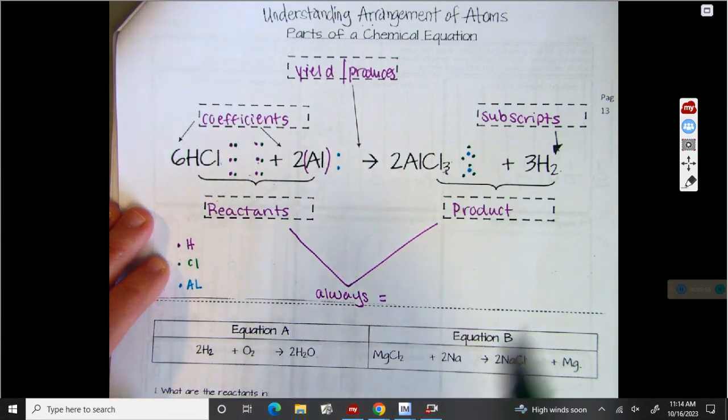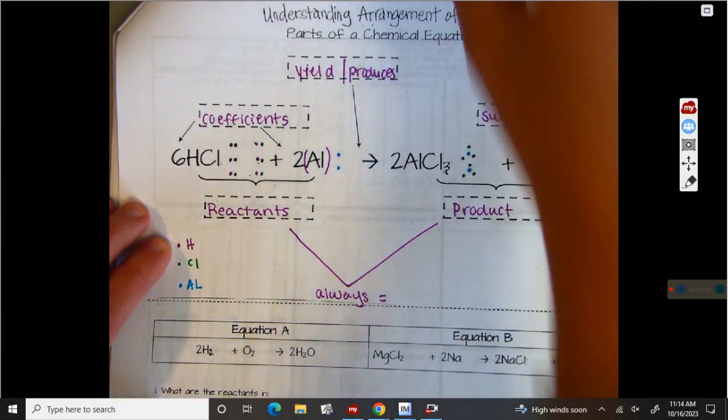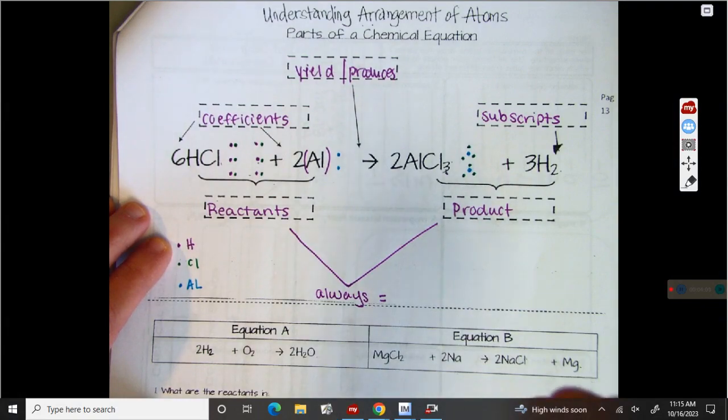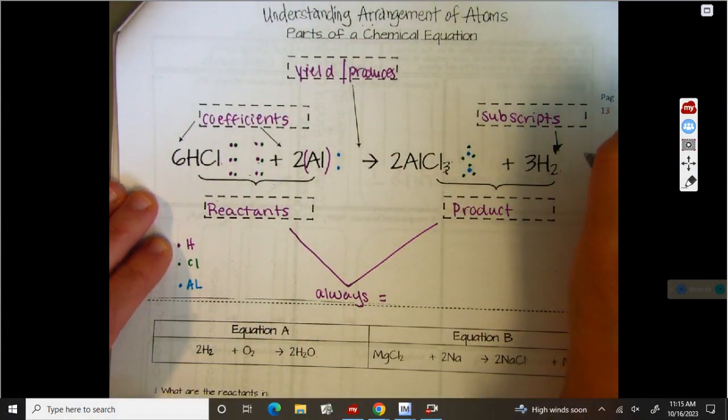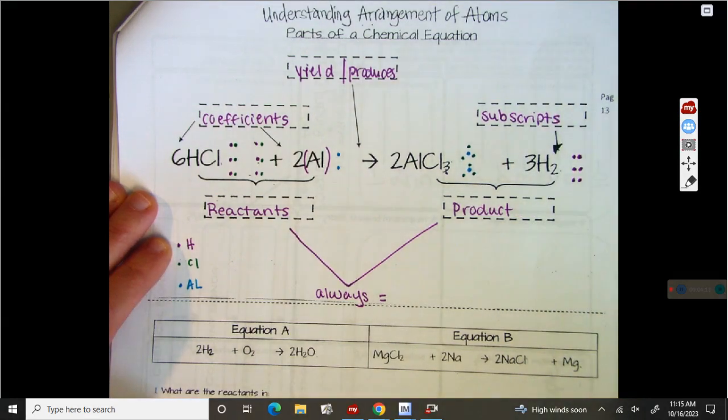Now, for our hydrogen, which I have as purple, I have 3 H2 molecules. So what I have is 3 times 2 is 6 hydrogens. And they're H2 molecules, they're together. And I have 3 of those. So that is how it would look visually.